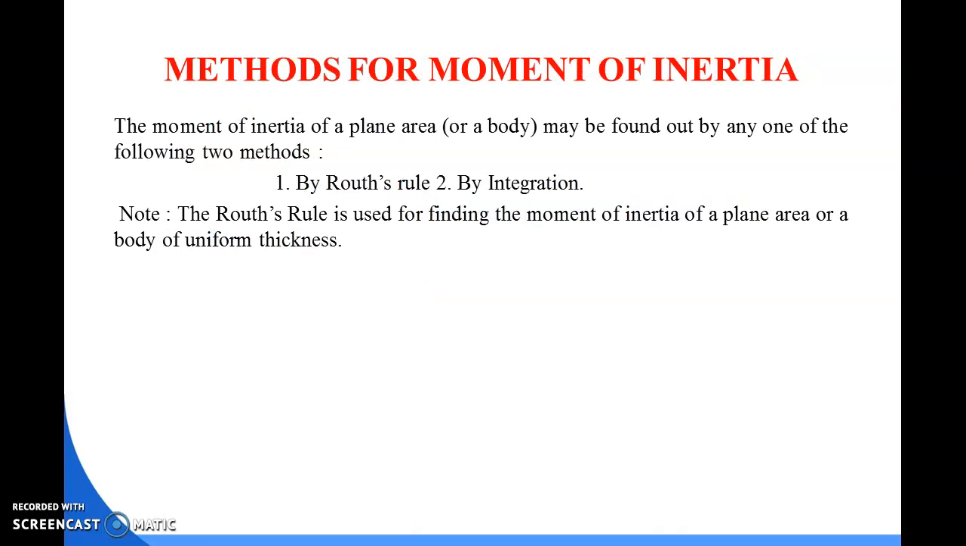So there are two kinds of methods by which we can calculate the moment of inertia. The first one is by Routh's rule and the second method is by integration. Routh's rule is used for finding the moment of inertia of a plane area or a body of uniform thickness.